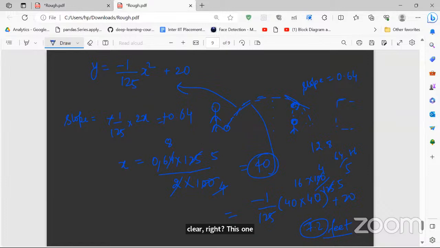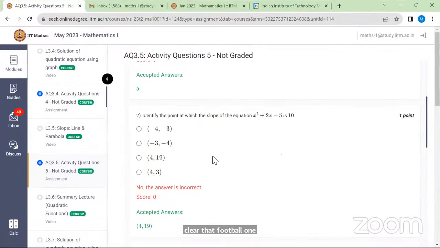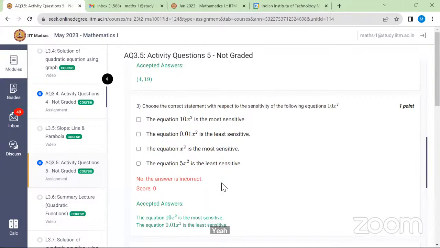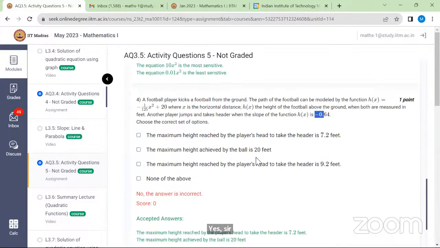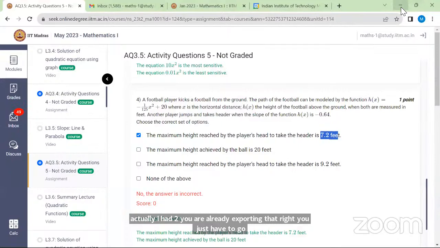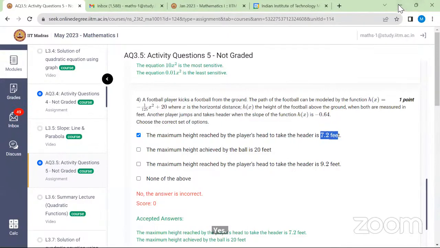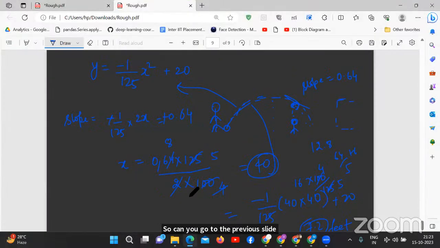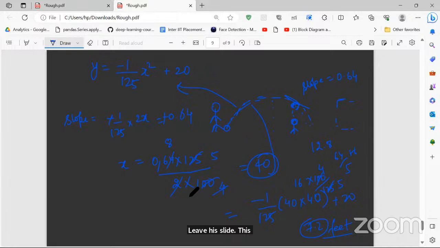And then the next question, something else you have to calculate. So the first option is correct because the maximum height, 7.2, we got, right? And then you have to calculate the maximum height. You are already expert in that, right? You just have to calculate the vertices and then calculate the value of y. Okay? Sir, can you go to the previous slide? This one? Yes, sir.